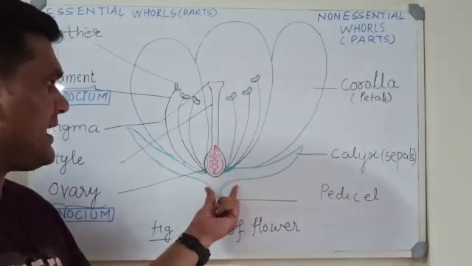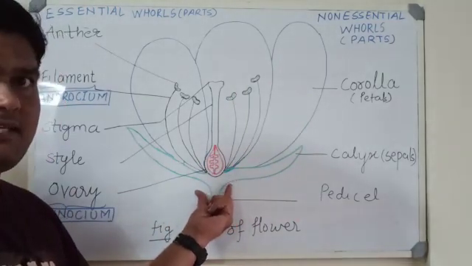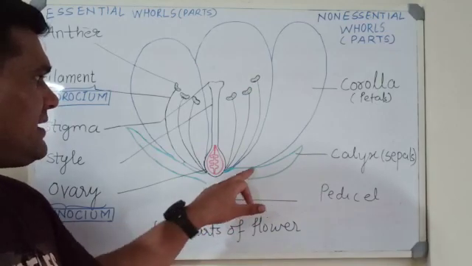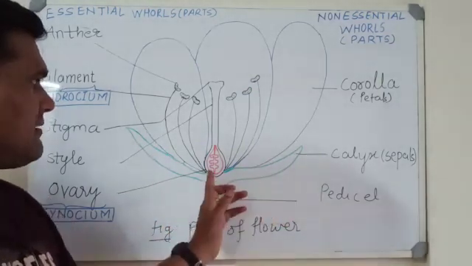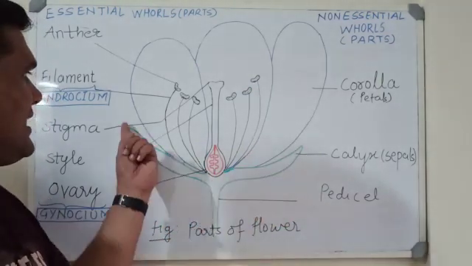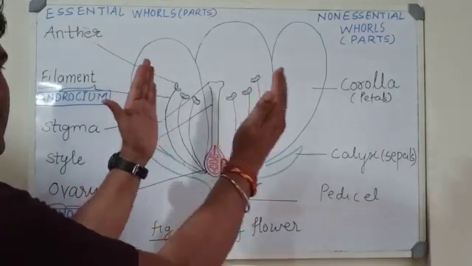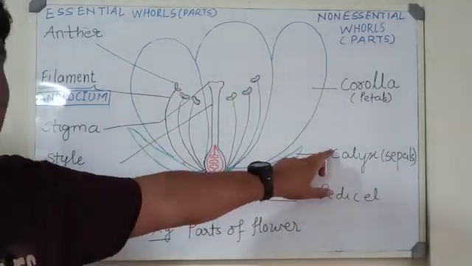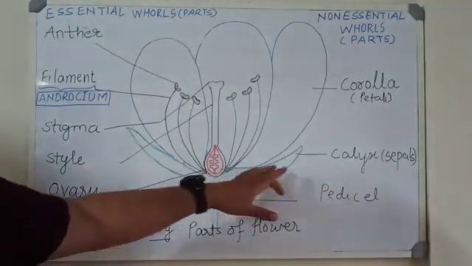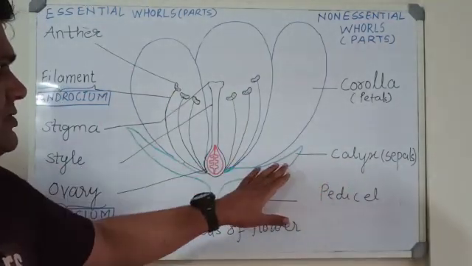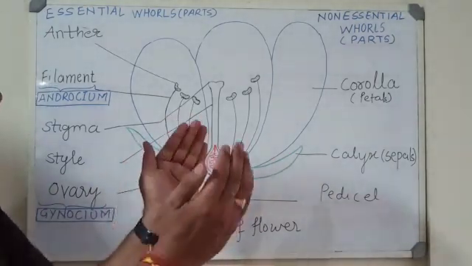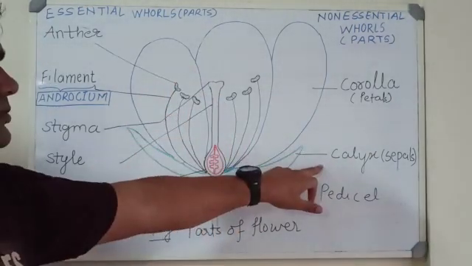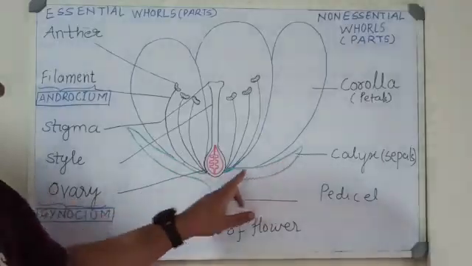In Marathi we call it "deth". Okay, so this is the greenish part which is the pedicel, followed by green color leaves which shadow the flower inside. These green color leaves are known as the calyx or the sepals. The main purpose of the calyx or the sepals is to protect the flower. When it is a bud, the calyx is there to protect the bud. So this is the outer part of the flower.